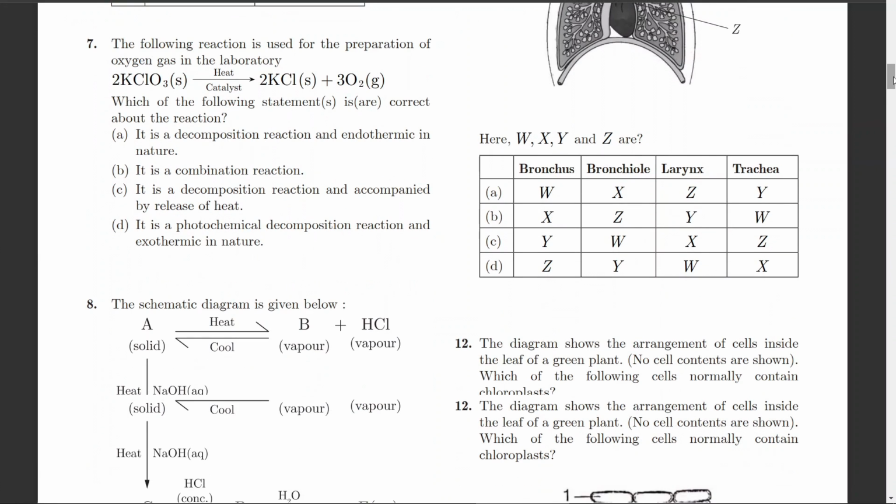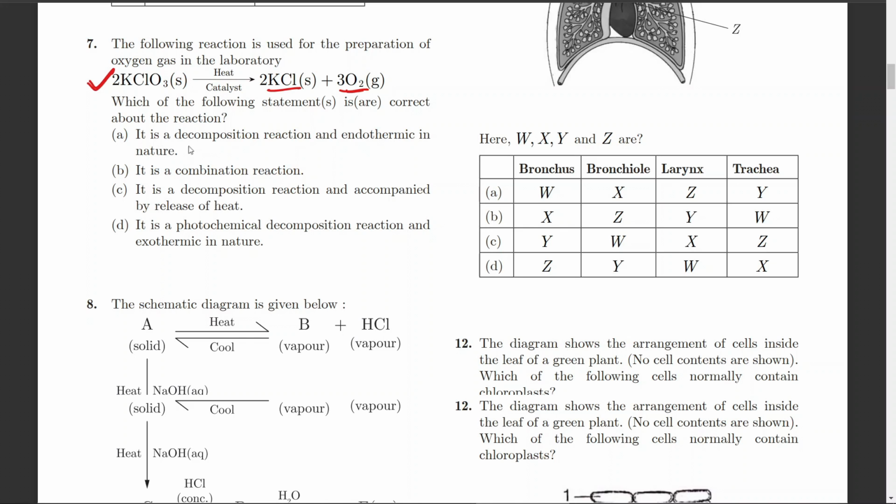Coming to question number 7, the following reaction is used for the preparation of oxygen gas in laboratory. We have taken potassium chlorate. On heating it in the presence of a catalyst, we get potassium chloride and oxygen gas evolved, right? Now, which of the following statement is or are correct about the reaction? First is, it is a decomposition reaction and endothermic in nature.